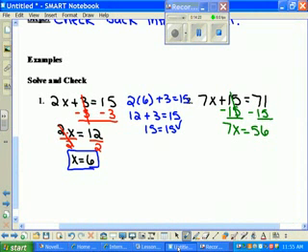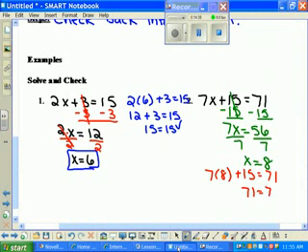Okay, let's see here. Next step. Divide by 7. Divide both sides by 7. Good. And you get x equals 8. So when we go to check this, 7 times 8 plus 15 equals 71. And you should get 71 equals 71. How'd we do? Okay. We doing okay, you guys?